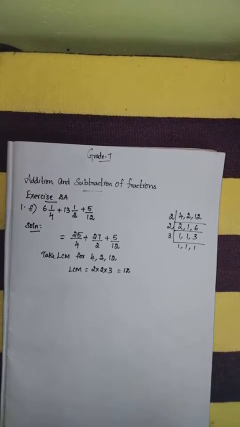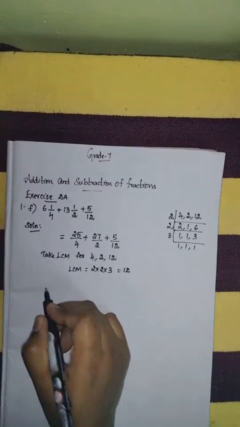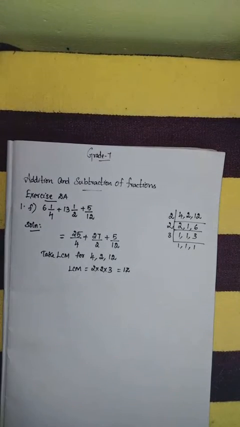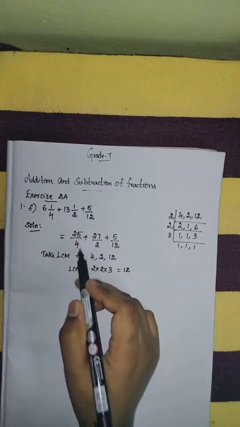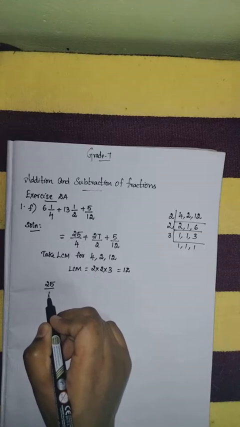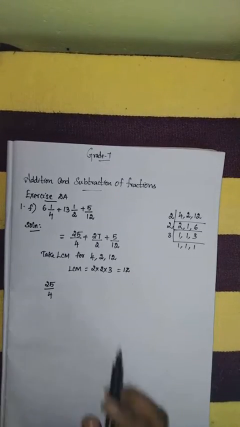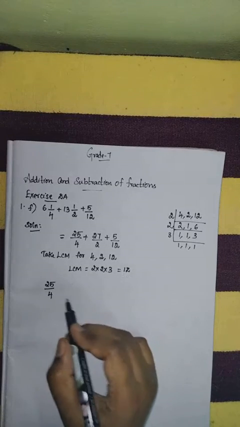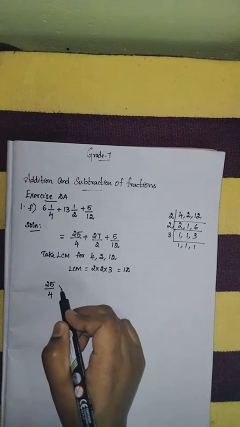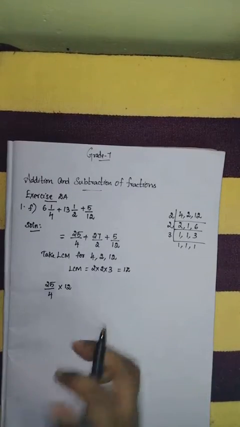For that we have a shortcut. Listen carefully. Take the first fraction, 25 by 4. Just multiply this LCM with that fraction. So 25 by 4 multiplied by 12.